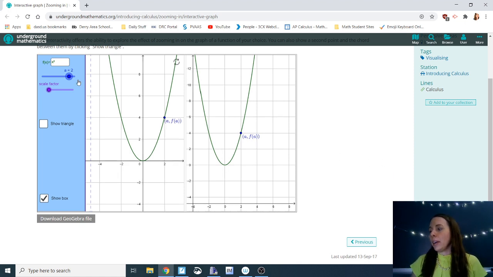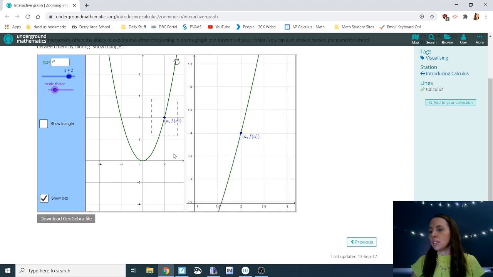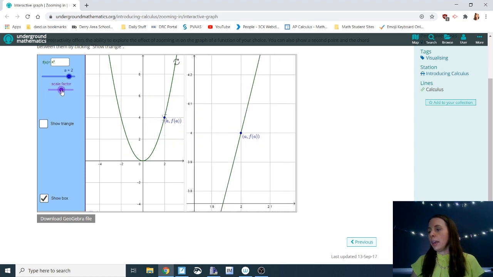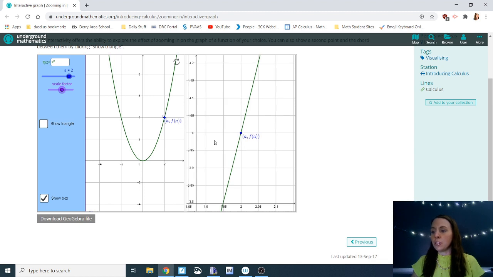All right, anyway, I have my point centered at (2, 4), right? If we're working with the function x squared, 2 squared is 4. And what I can do now is slide the scale factor, and what you want to watch is the second screen over here. Notice that it's zooming in. And it doesn't take very long for zooming in on this function to change the curve of y equals x squared into a straight line, right?